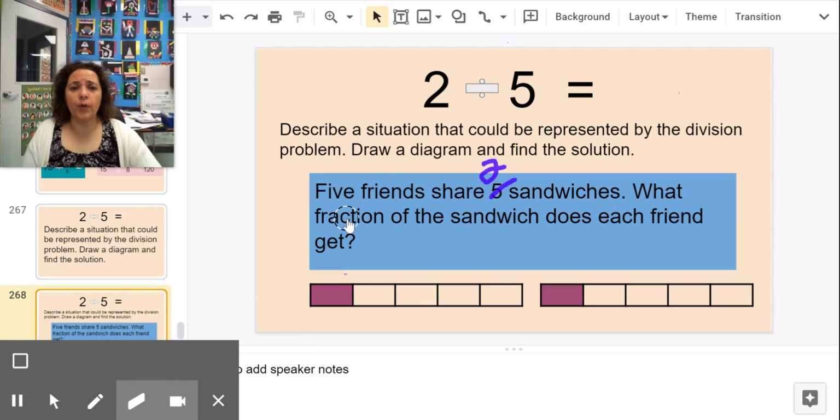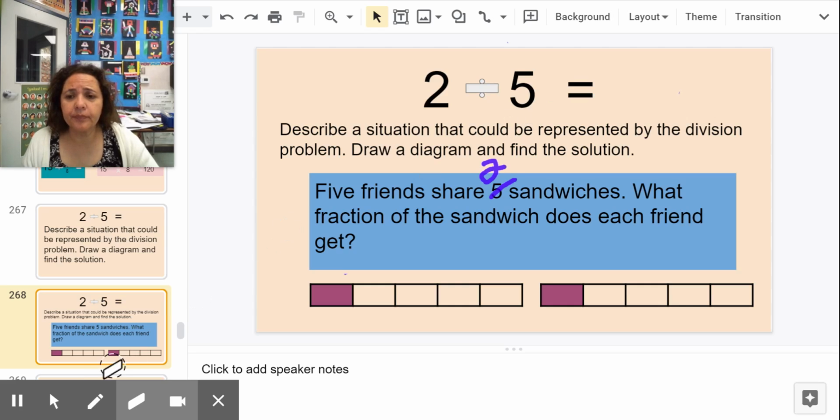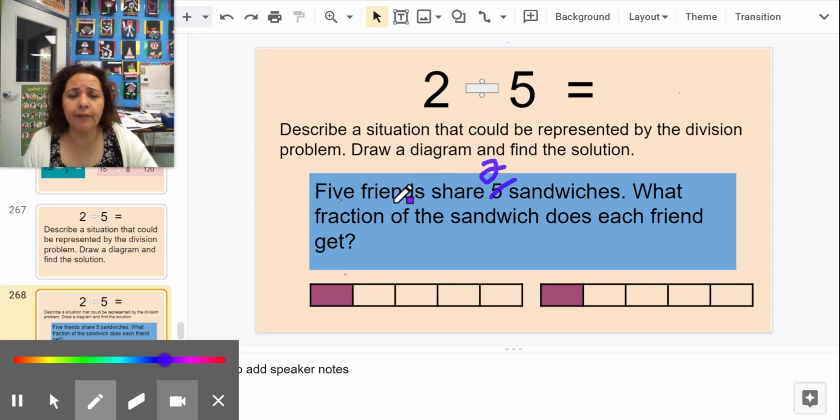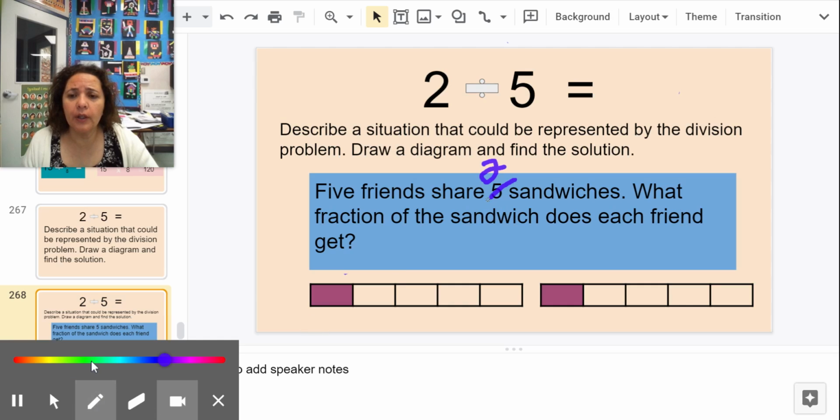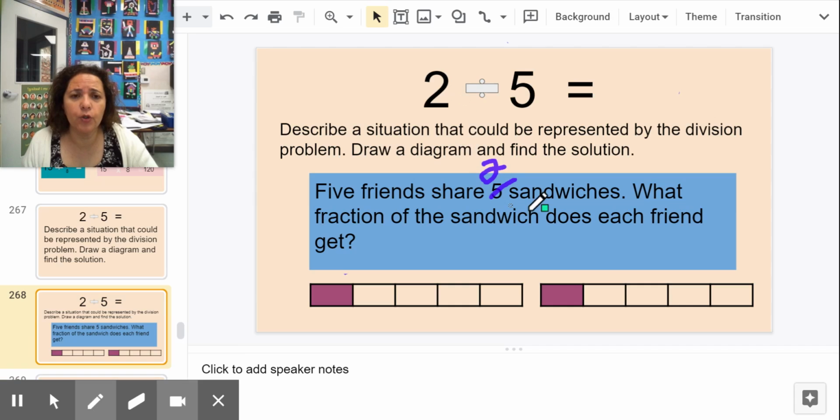Okay, so here's a situation that I have for 2 divided by 5. I started out with my 5 friends. I have 5 friends who share 2 sandwiches. So the 2 sandwiches is my total amount. What fraction of the sandwich does each friend get? So then I drew my 2 sandwiches and I split them apart into 5 because I have 5 friends that I'm going to share it with. So how much am I going to get? I'm going to get this piece from the sandwich and this piece from the sandwich. So I'm going to get 2 out of 5.